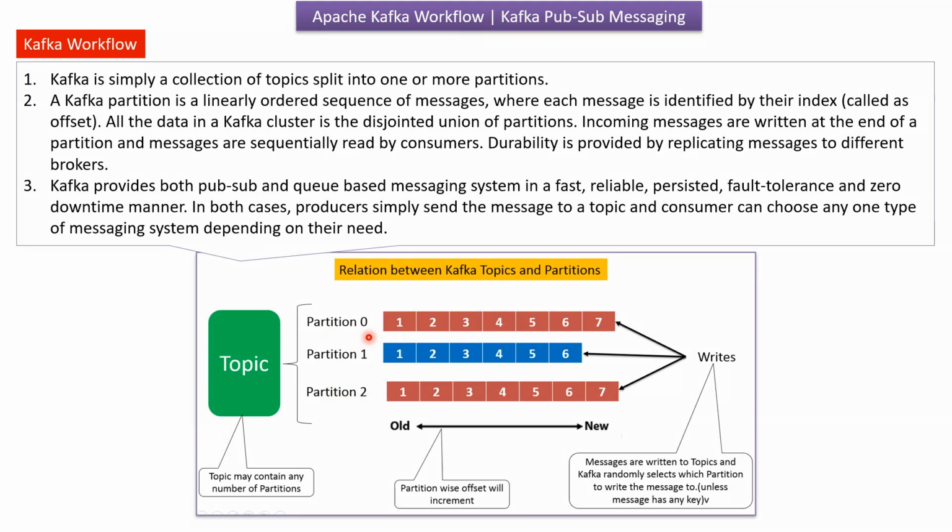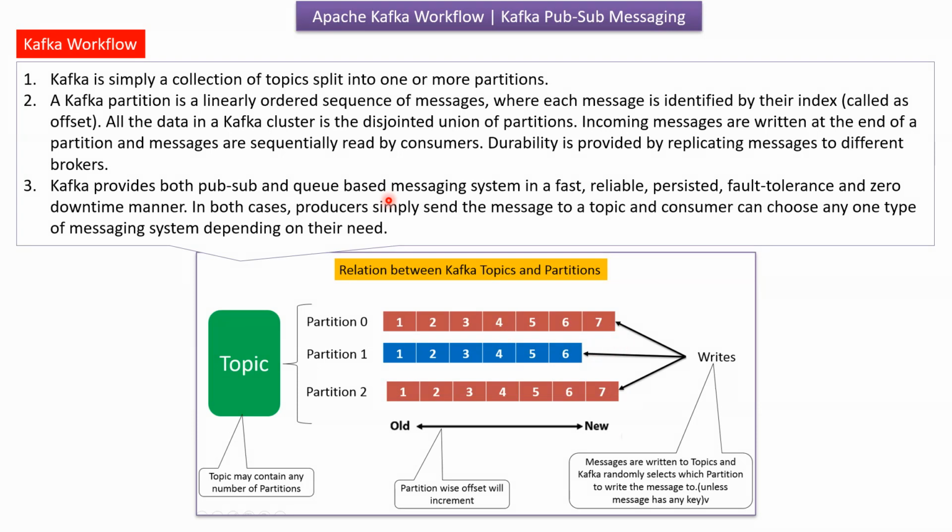Each partition contains a sequence of messages, and each message is identified by its index, and the index is also called the offset. All the data in a Kafka cluster is the disjoint union of all the partitions, and incoming messages are written at the end of the partition, and messages are sequentially read by consumers. Kafka supports durability, and durability is provided by replicating messages to different brokers.